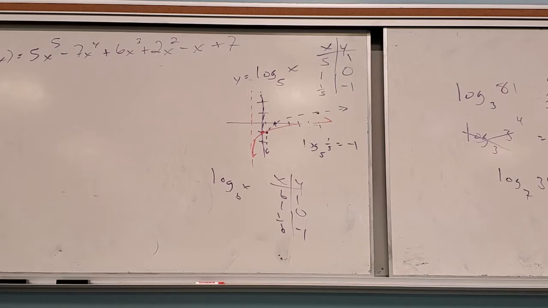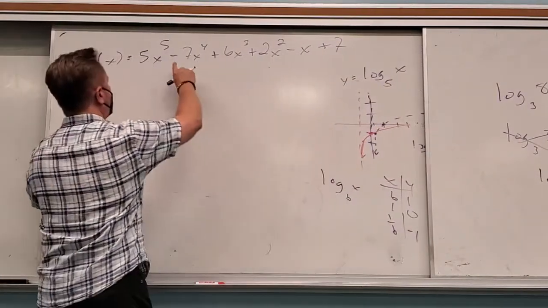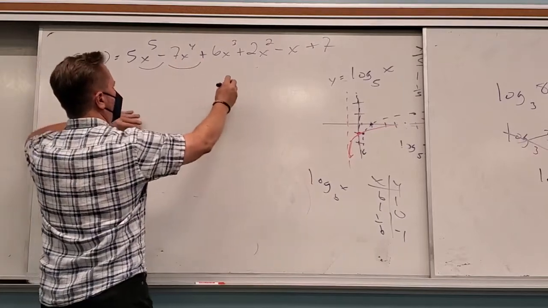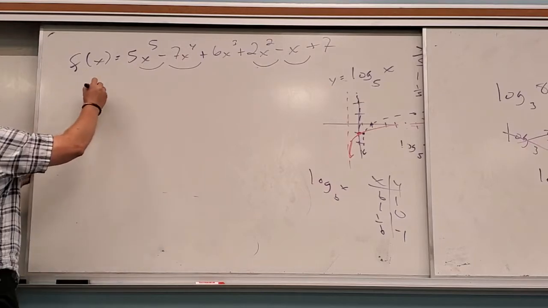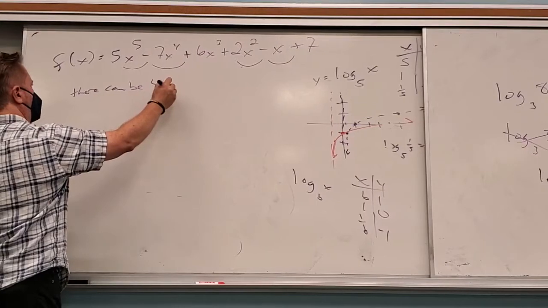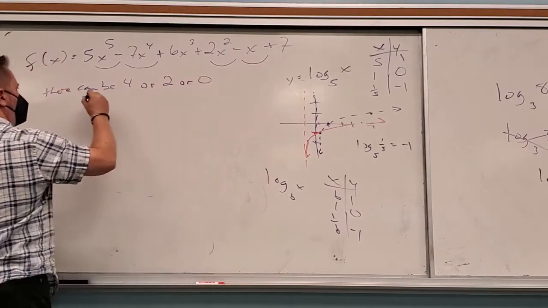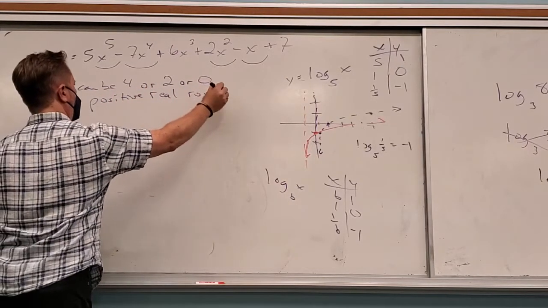So Descartes' rule of signs. If you just leave it alone, what's the basic thing Descartes asked you to look at? Change in signs. So how many times does the sign change? So what does that mean? There's 4 positives. There can be 4, 2, or 0 positive real roots.